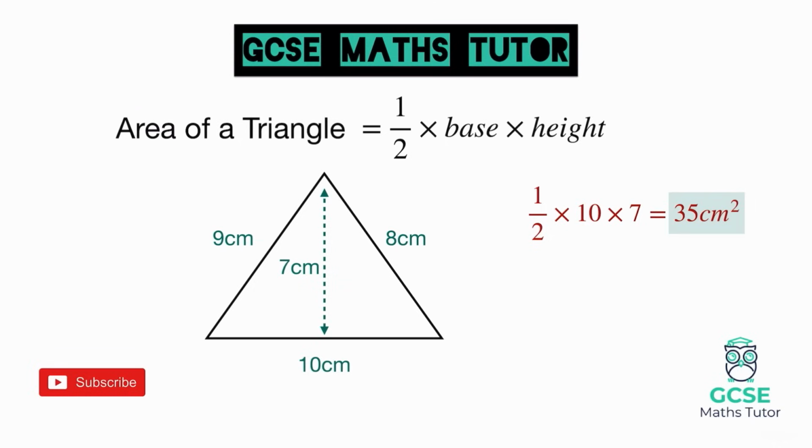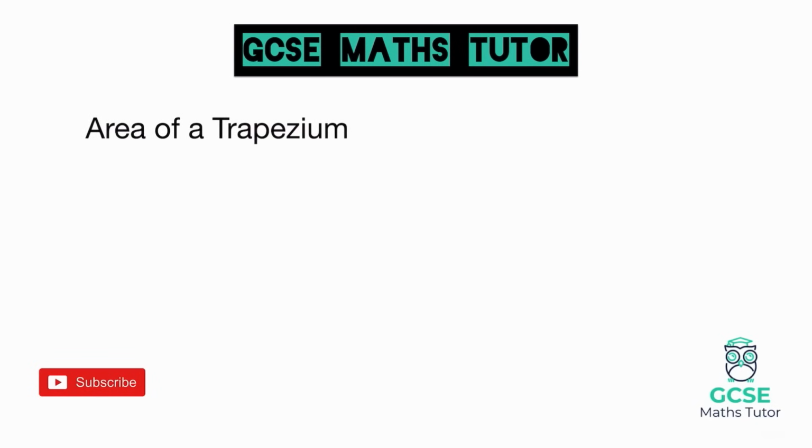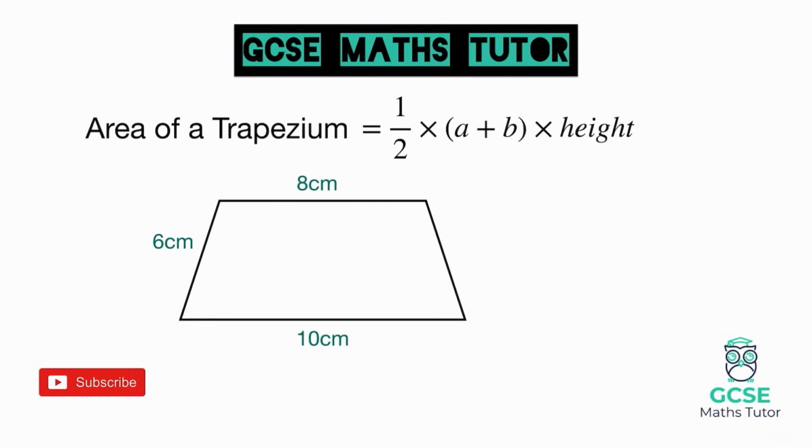Okay, so on to our next one, we'll look at the area of a trapezium. Now the area of a trapezium is half times a plus b times by the height. Now a plus b, the a and the b when it comes to a trapezium, are the two parallel lengths. And in this particular trapezium, that's the top and the bottom, and they would normally be labelled a and b.